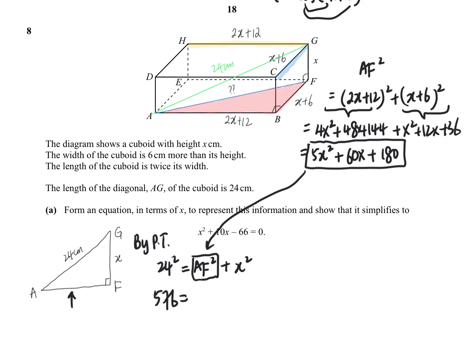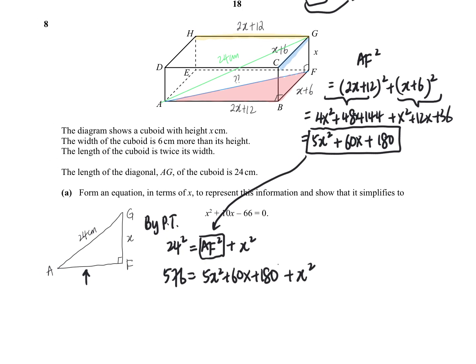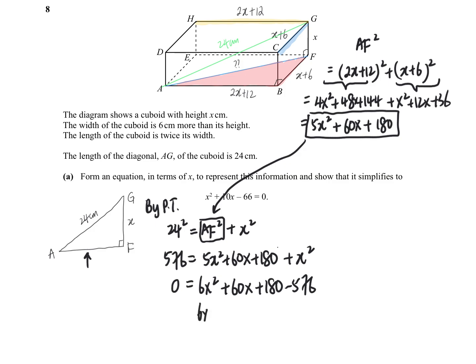Okay, this one I put in 5x squared plus 60x plus 180. And then I plus the x squared. So shift everything to one side. Okay, you end up having 180 minus 576 is 396. Okay, very close to what we want already.